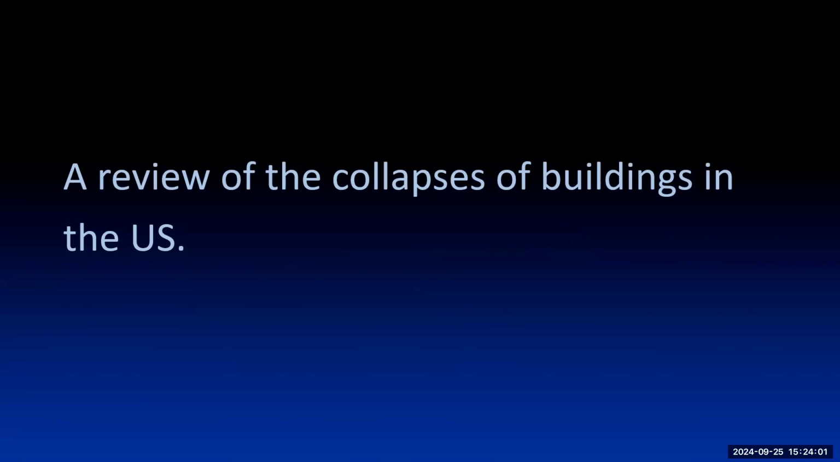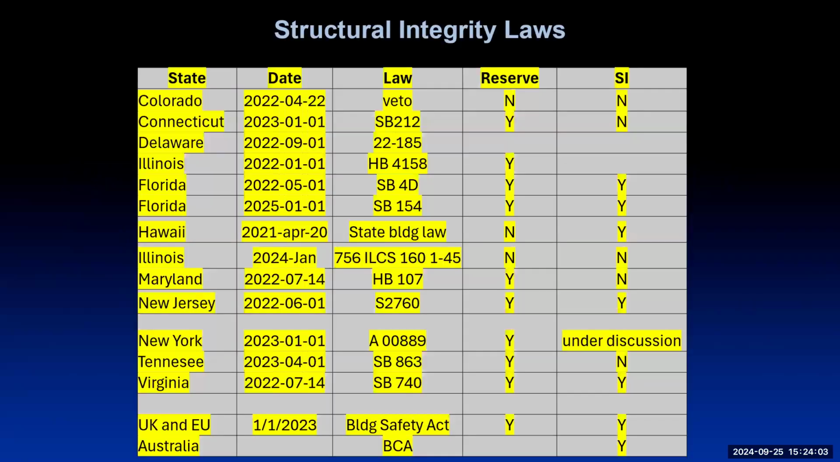Review of collapses of buildings in the US. Now, this is what caused the problem. Here we have the response. If you look at the dates from which these occurred, they are all post the collapse in Florida. It's been followed with Colorado, Connecticut, Delaware, Illinois.